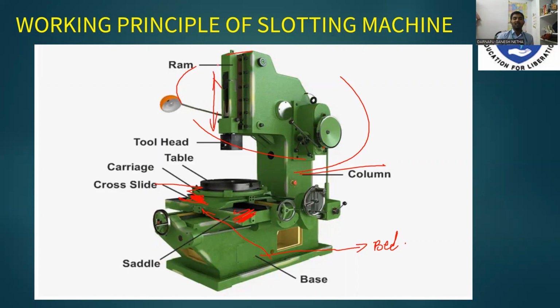Whereas in a shaping machine, the ram moves in the horizontal direction, that is forward and back. Here it is upward and downward direction. And also the important point is that the cutting action takes place only in the forward direction, and the backward direction, the return stroke, is an idle stroke. That means there is no cutting in the return stroke, as in a shaper.